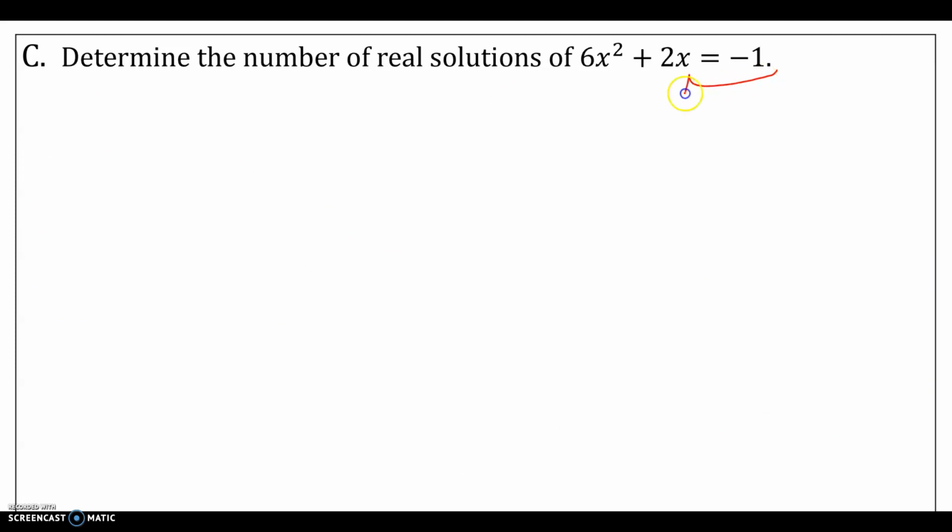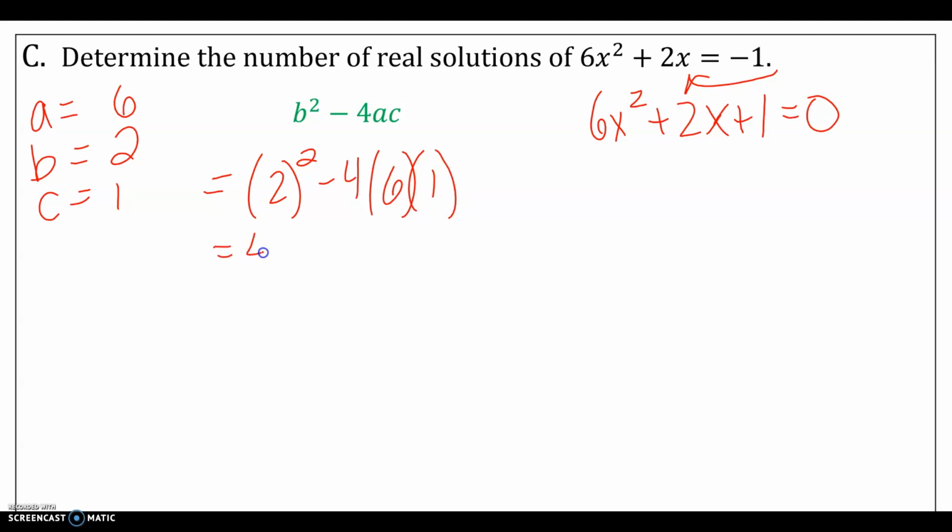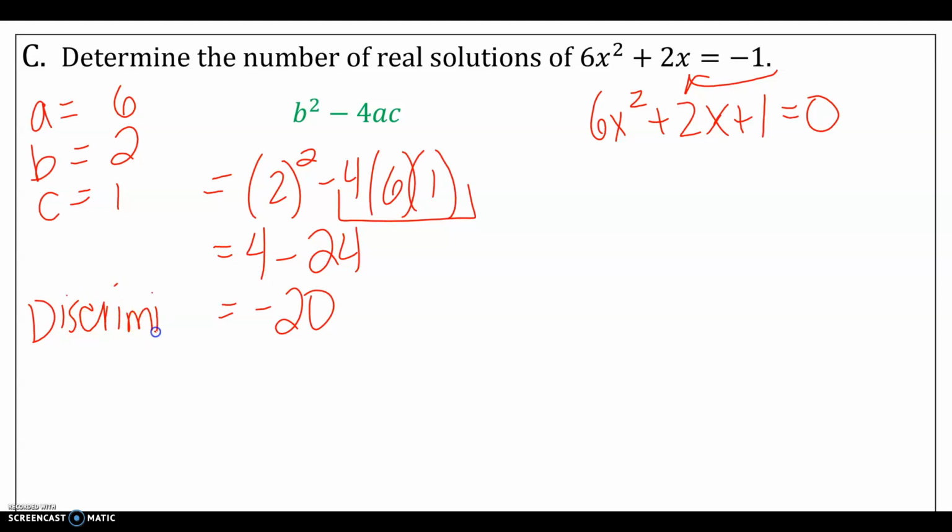So obviously not in standard form. So let's move this over. And that will be a positive 1. So A, B, and C. So we got 6, 2, and 1. There's our discriminant. Let's plug in our numbers. So 2 squared minus 4 times 6 times 1. So that's 4 minus. Now if we multiply that, it looks like, what is it, 24. So -20. So this is our discriminant.